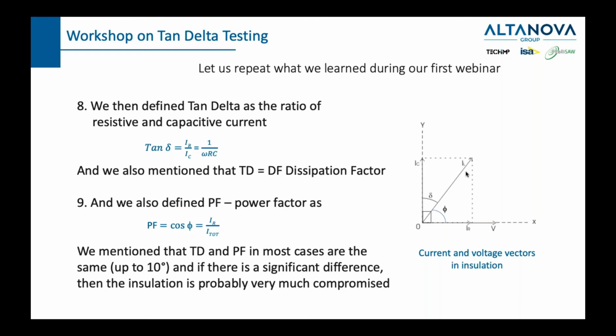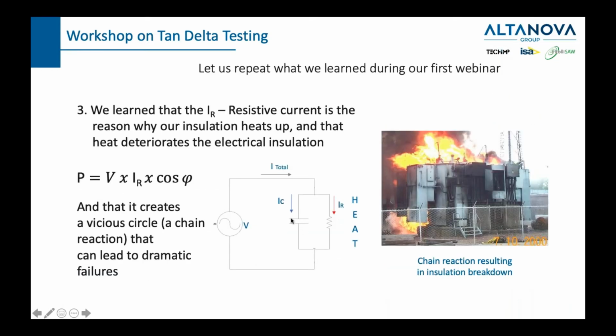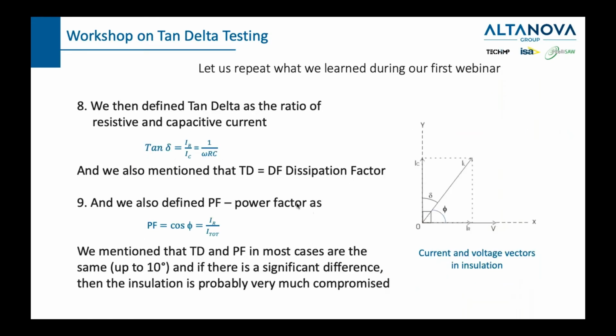Then we defined what is tan delta. So tan delta is resistive current divided by capacitive current. So we can see that here. And if we express these currents in a different way, we can also reach the formula 1 divided by omega RC. What is R and C? Well, R and C are this capacitor and this resistor here. Then we also said that TD is equal to DF, or dissipation factor. So sometimes we say TD, sometimes we say DF. I mostly use the name TD.